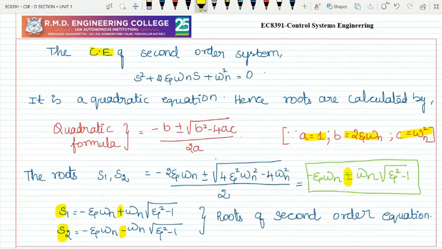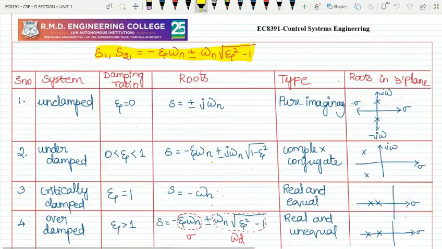Then I have to tell what type of roots we are getting. Okay, so the first case, undamped. This is the main equation I have taken. Now I am going to substitute epsilon equal to 0 on behalf of the undamped system. If I substitute epsilon equal to 0, my whole answer becomes plus or minus j omega n, because the epsilon value is 0.